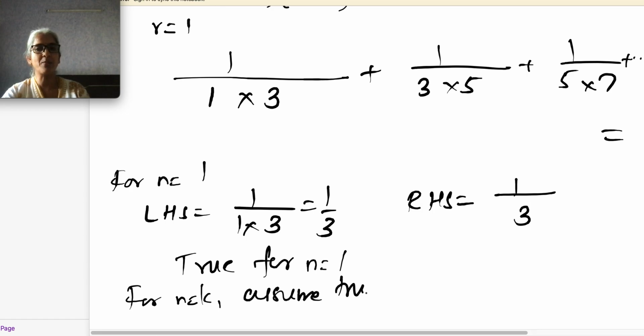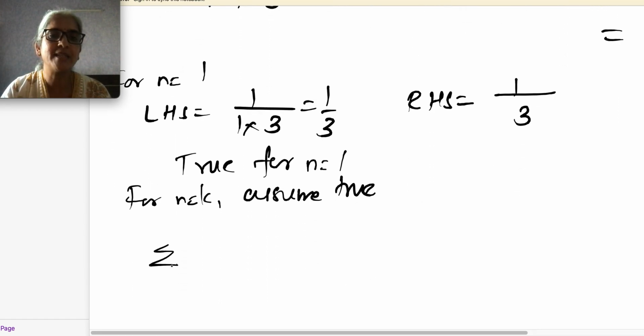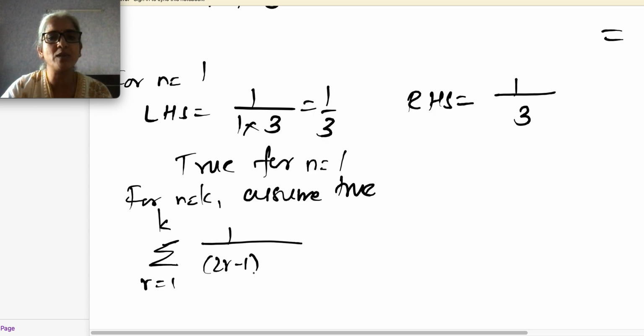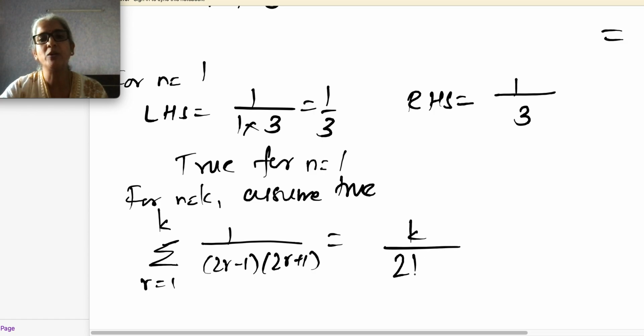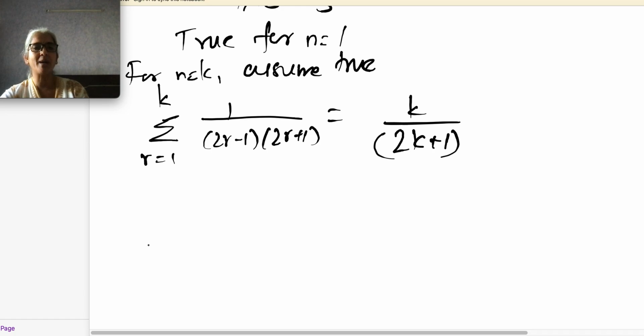So this is the general procedure for mathematical induction. What am I assuming? I am assuming that summation of r equal to 1 to k of 1 upon (2r minus 1) into (2r plus 1) is equal to k upon 2k plus 1. I am assuming this is true. And now with this assumption being true, I want to find out what happens when n is equal to k plus 1. So I am doing a summation of r equal to 1 to k plus 1 now.